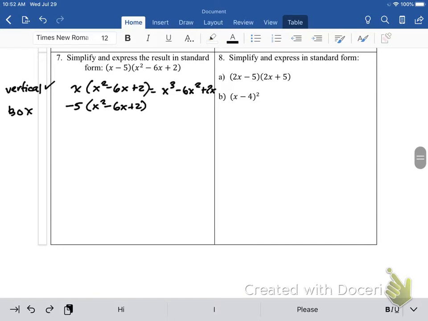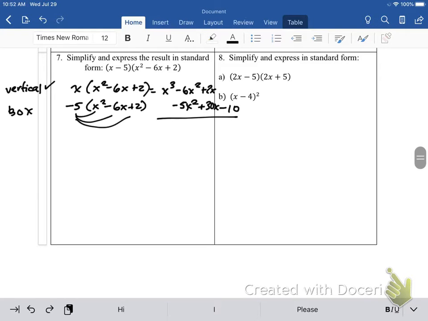Alright, on to the next row. Okay, the second distribution is going to give me negative 5x squared. Now look where I'm writing it. I'm going to write it immediately underneath the 6x squared. So I want to make sure that I'm lining up like terms right from the get-go. Okay, let's keep going. So negative 5x squared plus 30x, and then this minus 10 at the end is by itself. So it's almost like a staircase effect.